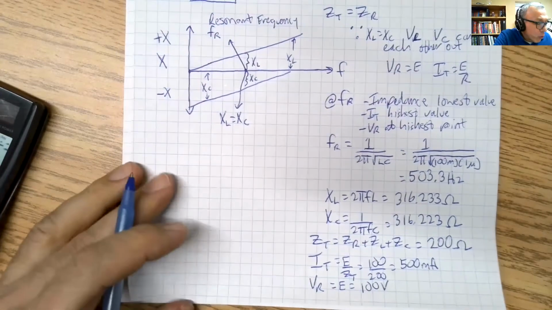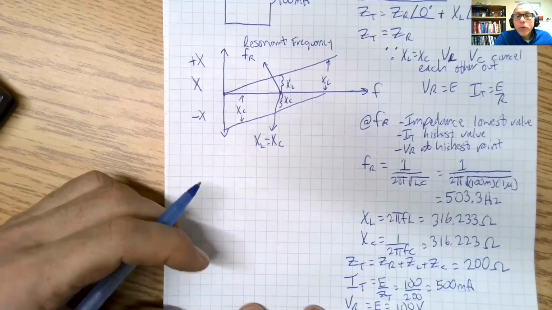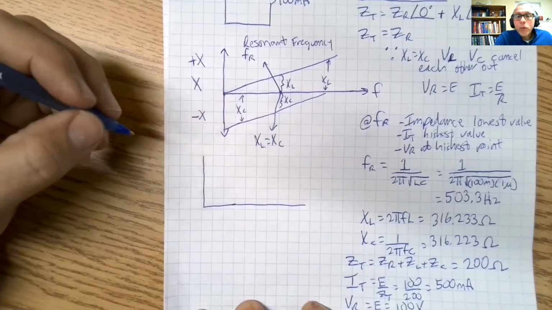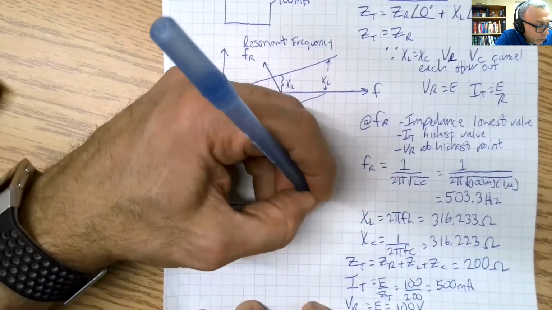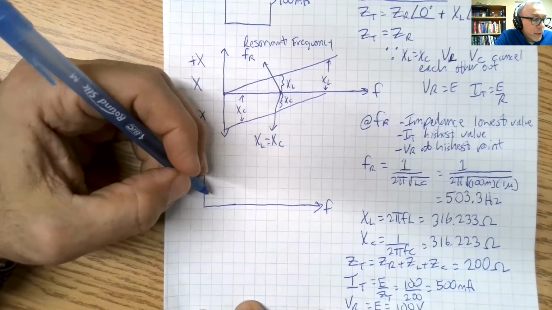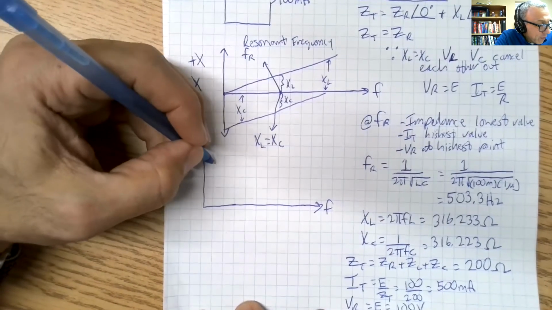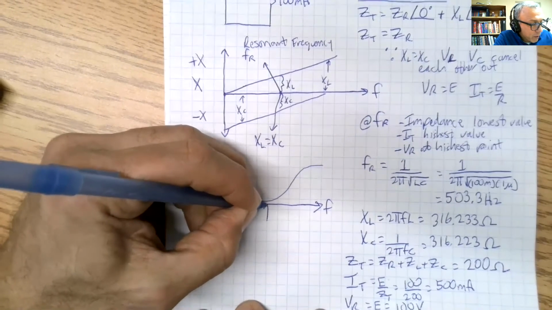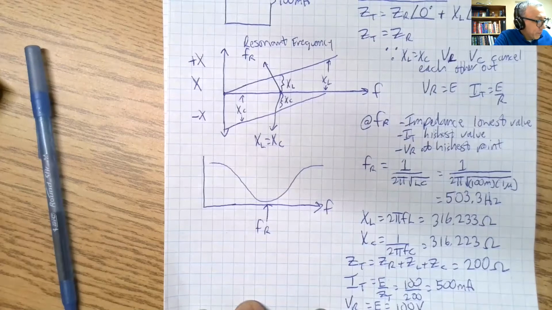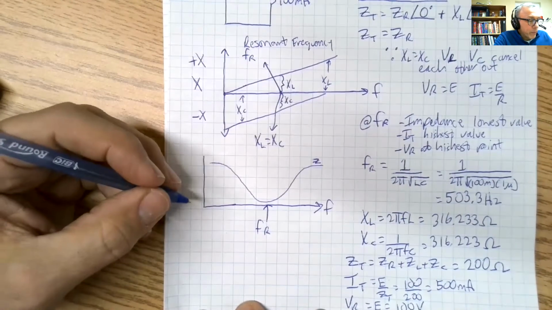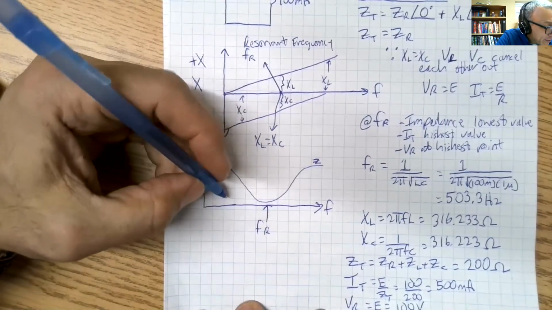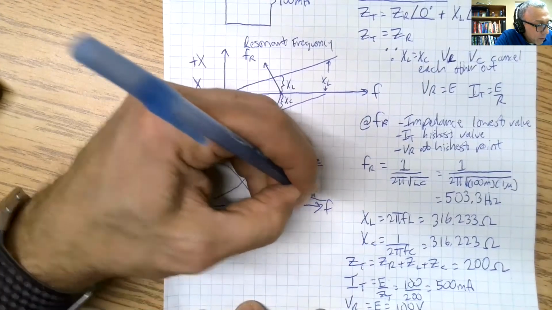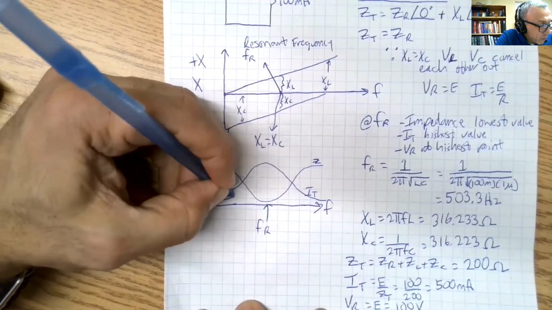Okay? So if we were to graph impedance, if we were to graph Z, so this is frequency, Z would be at its minimum value at the resonant frequency, okay? So this is Z. So if Z is at its minimum value, that means that IT will be at its maximum value, and so would VR. Okay?